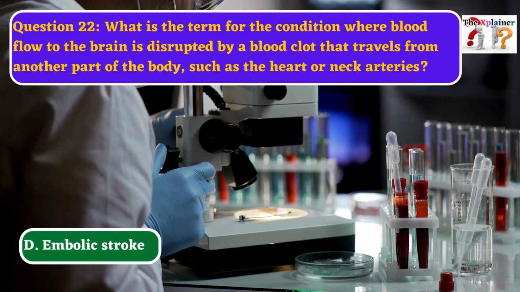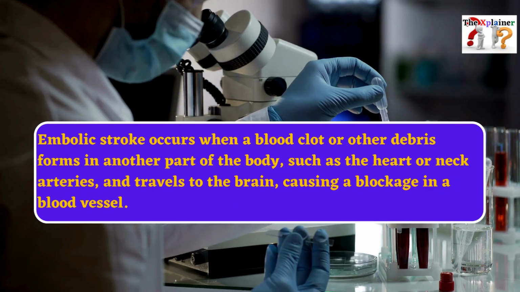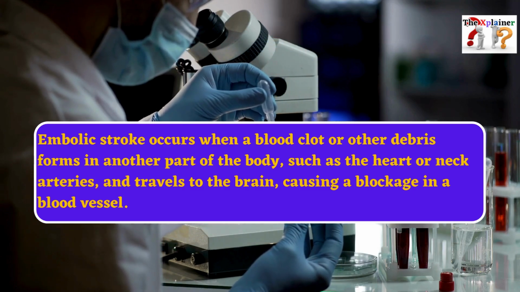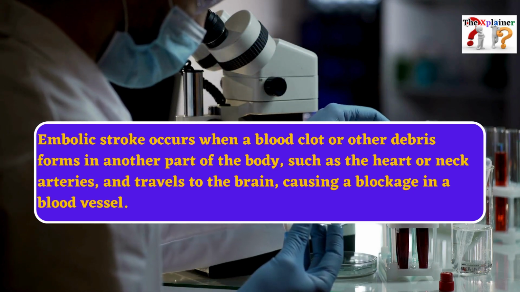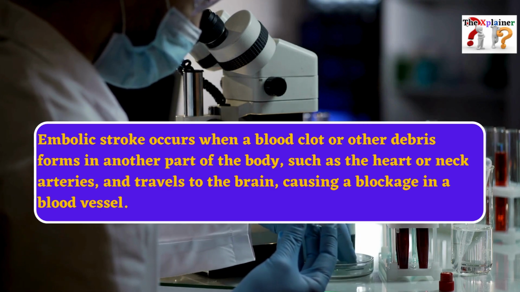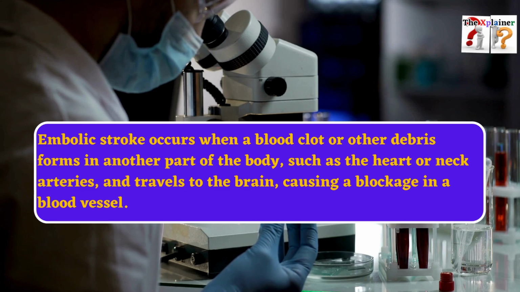The answer is D. Embolic stroke. Embolic stroke occurs when a blood clot or other debris forms in another part of the body, such as the heart or neck arteries, and travels to the brain, causing a blockage in a blood vessel.